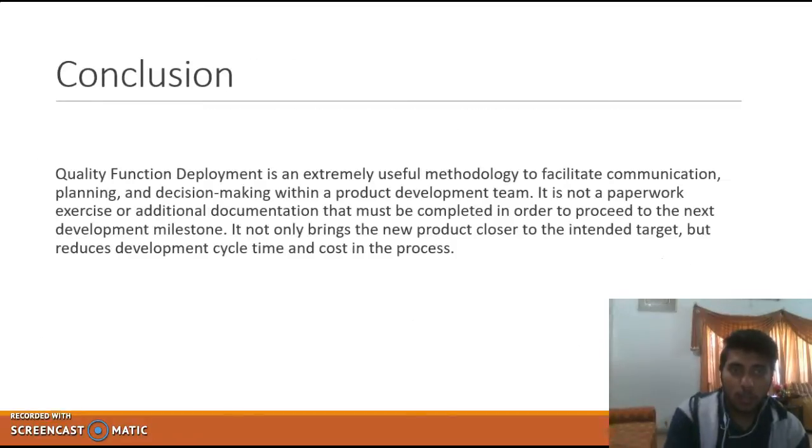Now, at the end, I would like to give the conclusion. Quality function deployment is an extremely useful methodology to facilitate communication, planning, and decision making within a product development team. It is not a paperwork exercise or additional documentation that must be completed in order to proceed to the next development milestone. It not only brings the new product closer to the intended target, but reduces development cycle time and costs in the process. This was it.